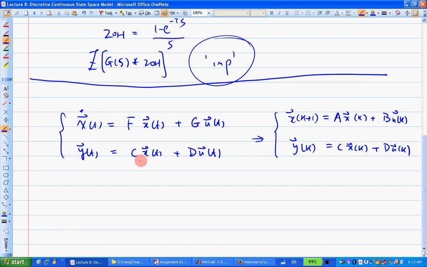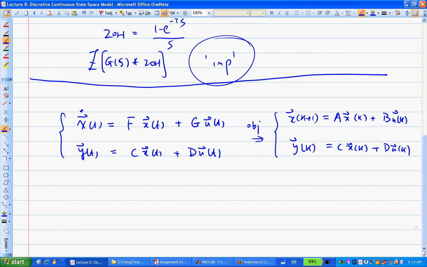The main change is that C and D are not going to change. The only change is F and G here. The system matrices will be changed because of the discretization. So in other words, the physical meaning of the state variables in the continuous system will be retained after the discretization. For example, if state variable x1 represents the position and x2 represents the velocity, then after the discretization, x1 and x2 still represent the same meaning. So this is our objective.